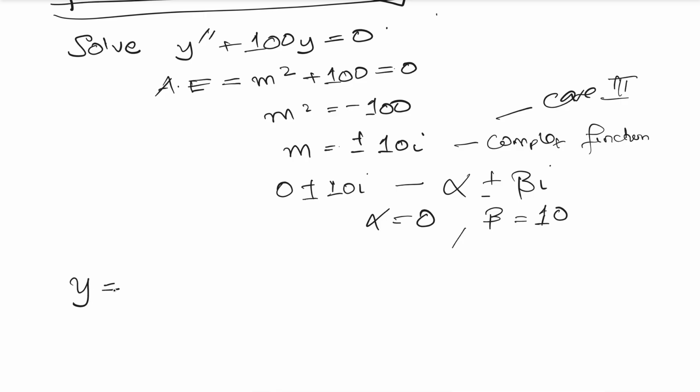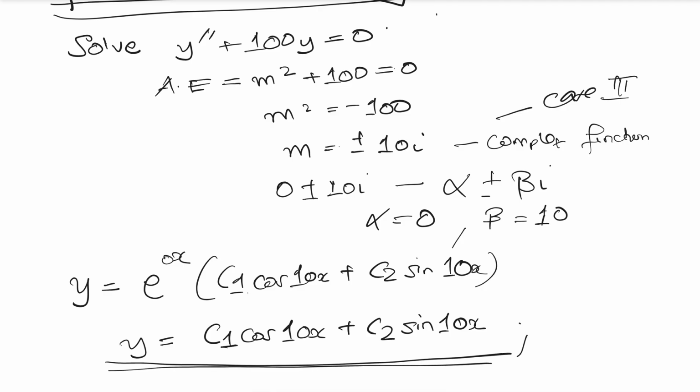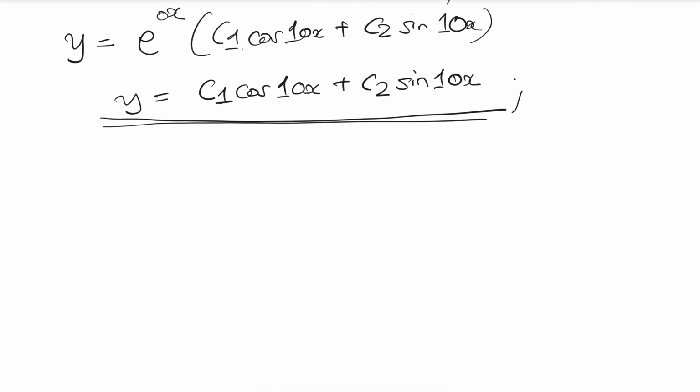So we now know the solution will be e power 0x times c1 cos 10x plus c2 sin 10x. Y is equal to c1 cos 10x plus c2 sin 10x. Another question. Again, we're going to do the next example.